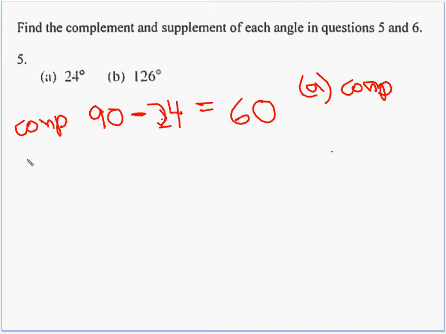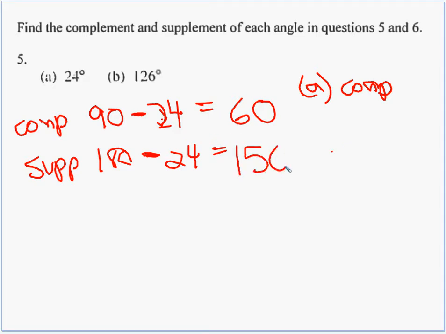For also part A, the supplement of the same angle is 180 minus the given angle 24, and 180 minus 24 is 156. I looked up here. Didn't I say that was 66? 66. 90 minus 24 is 66, and the supplement 180 minus 24 is 156. And oops, I almost forgot that those are in degrees.